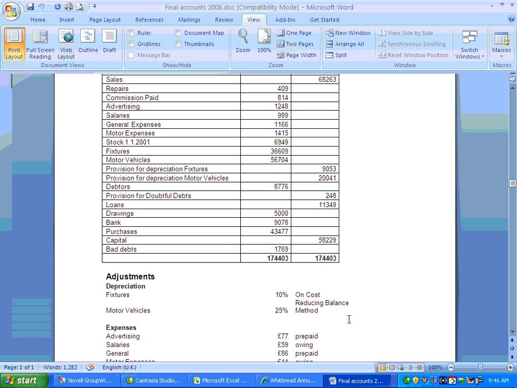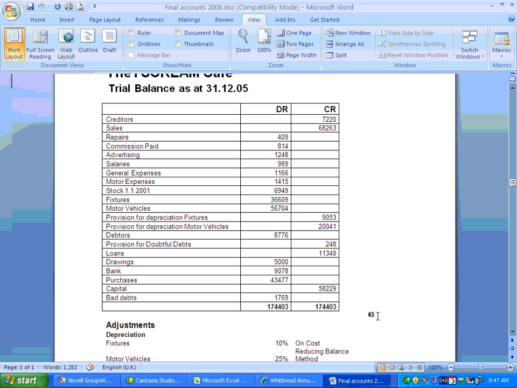Now we want to look at motor vehicles, where the reducing balance method is used. So it's 25% reducing balance. Now there's only one difference between the two methods of depreciation, and that is the way of calculating the depreciation for the current year. So if we just look at motor vehicles up in the trial balance, we can see the motor vehicles, the original cost here was 56,704.